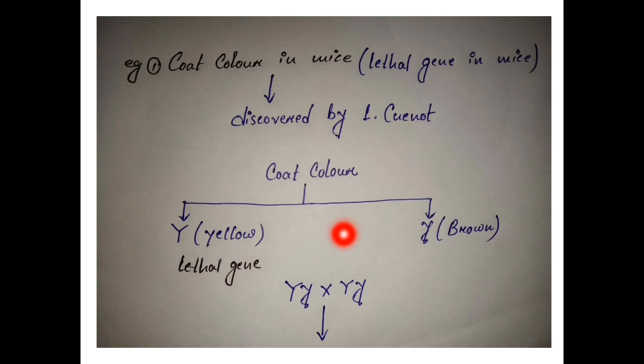We know that to cause lethality or to kill an organism, a lethal gene has to be present in homozygous condition. As it is a dominant lethal case, in mice coat color, to cause lethality, the capital Y has to be present in dominant homozygous form, that is capital Y capital Y, to cause death of the organism. But capital Y and small y is not harmful because it is not present in homozygous condition, it is heterozygous yellow.